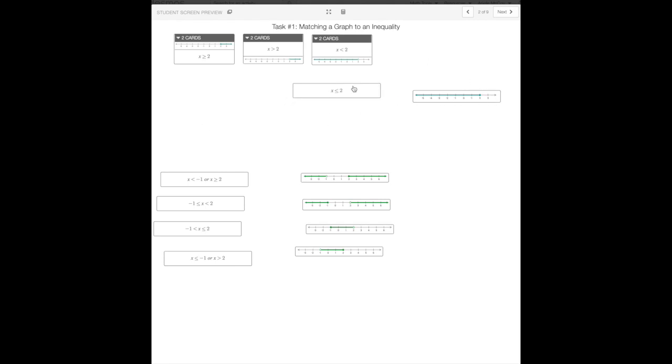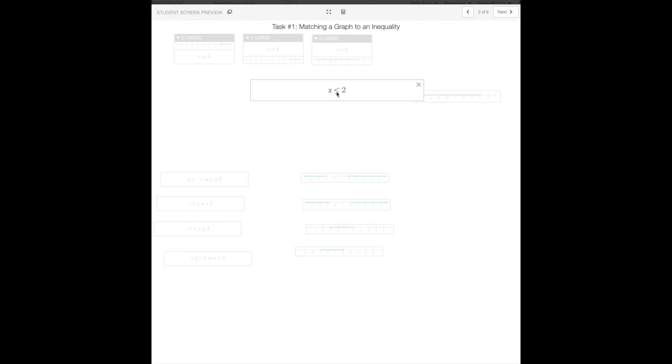All right, so these two definitely match, but let's just look at it. This is x is less than or equal to 2. The only difference between the last one and this one is that I have a closed circle because x could be equal to 2. And again, another number that is less than or equal to 2 is 0.